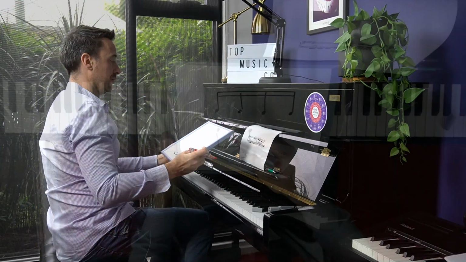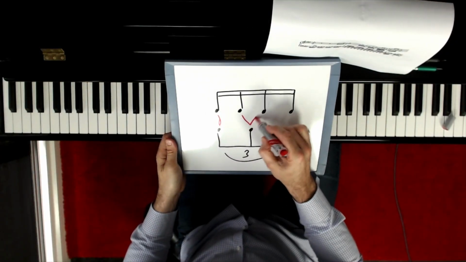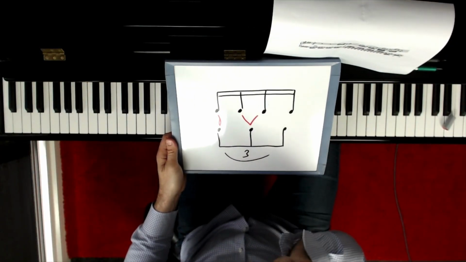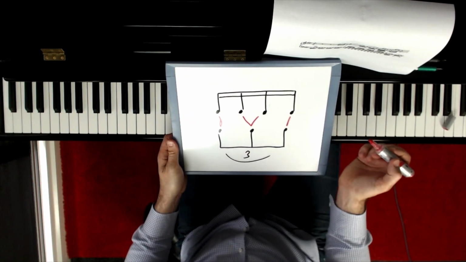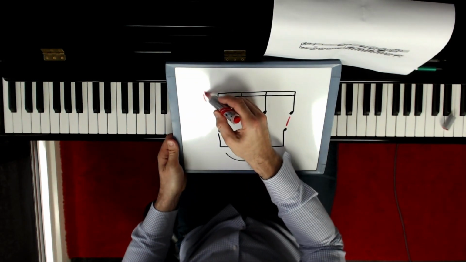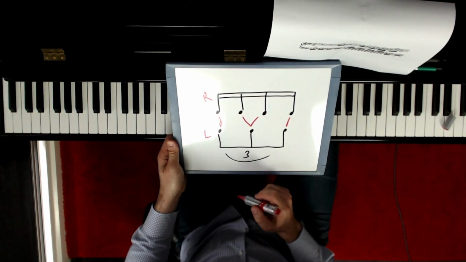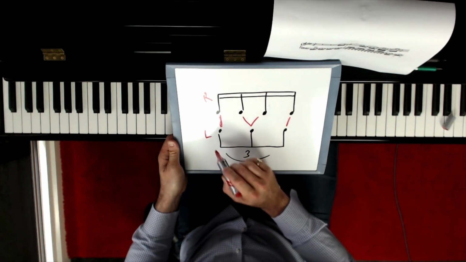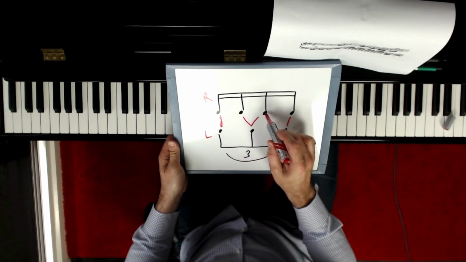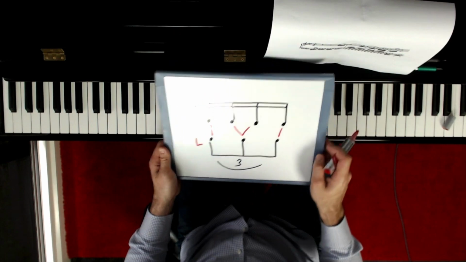Actually, I'll show you on the overhead view. So here we're together. We've got right, right, and then we've got left, right. So if this is being played by the right hand and this is being played by the left hand, we're playing together. We're going right, and then left, right.